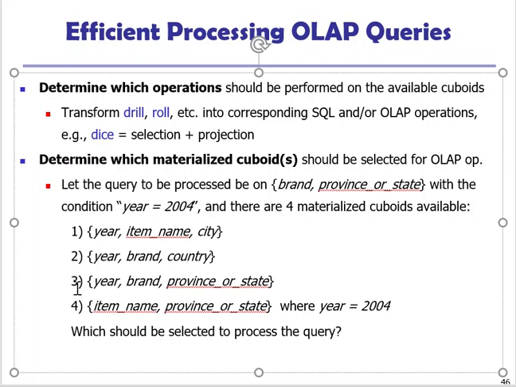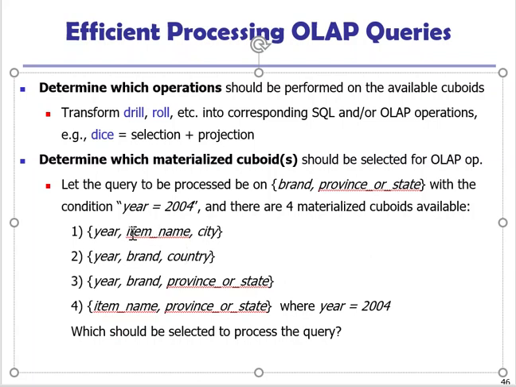And we can further check cuboid 3 and cuboid 4. We will find both of them can be used to answer this query. Then the remaining candidates are cuboids 1, 3, and 4. The algorithm will decide which table is going to give us the fastest, most efficient result. So in this case, the system will have to compute the size of the first, third, and fourth cuboid.